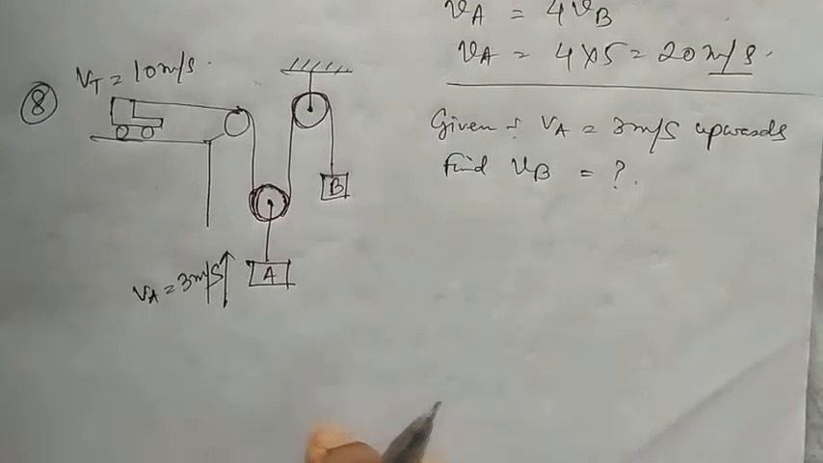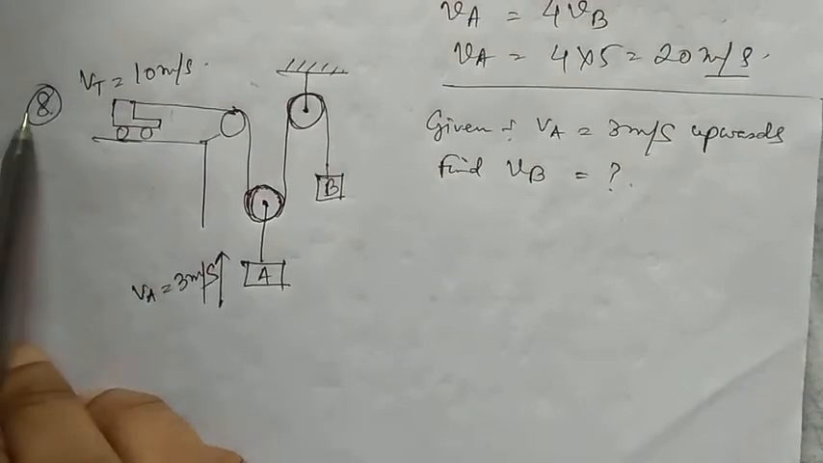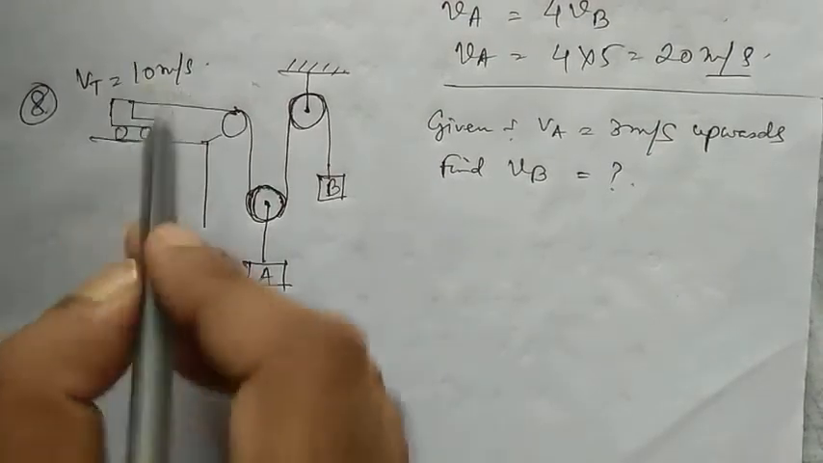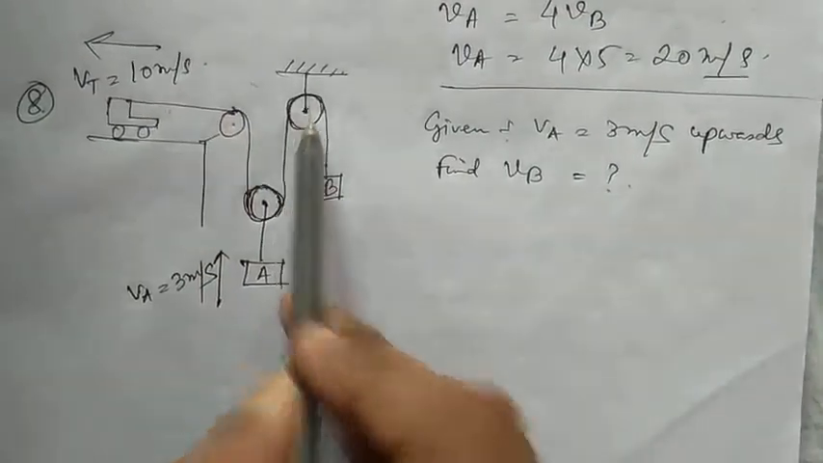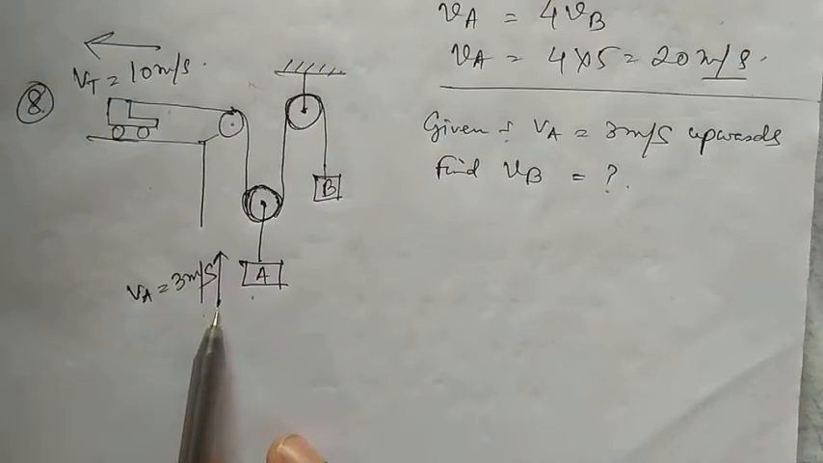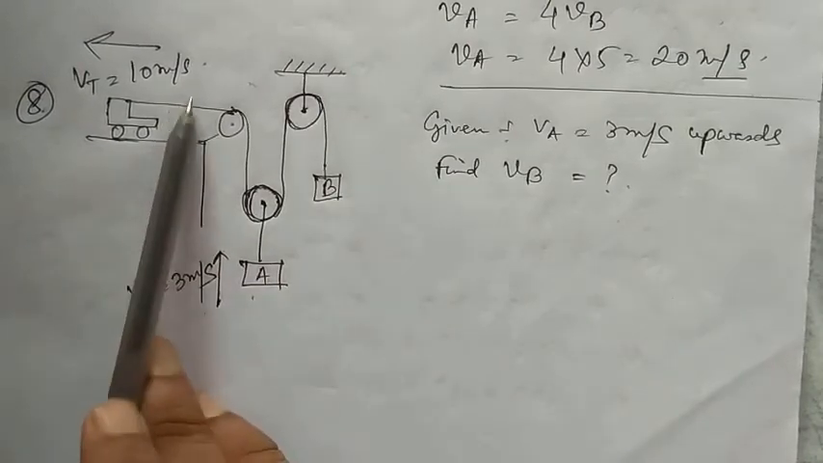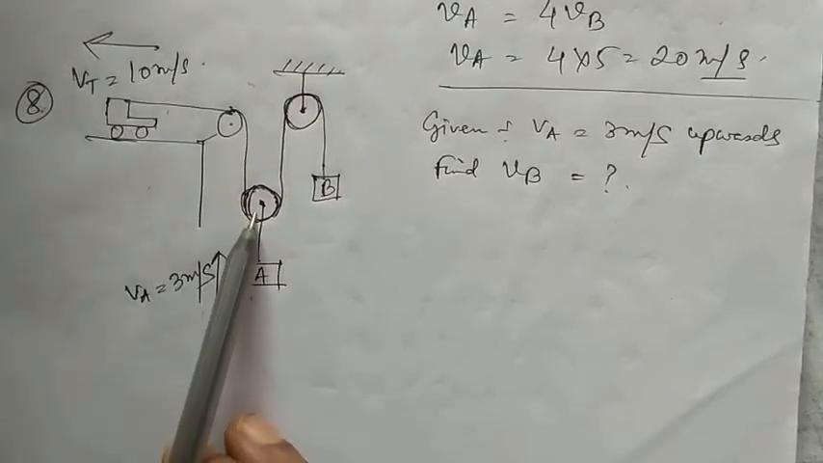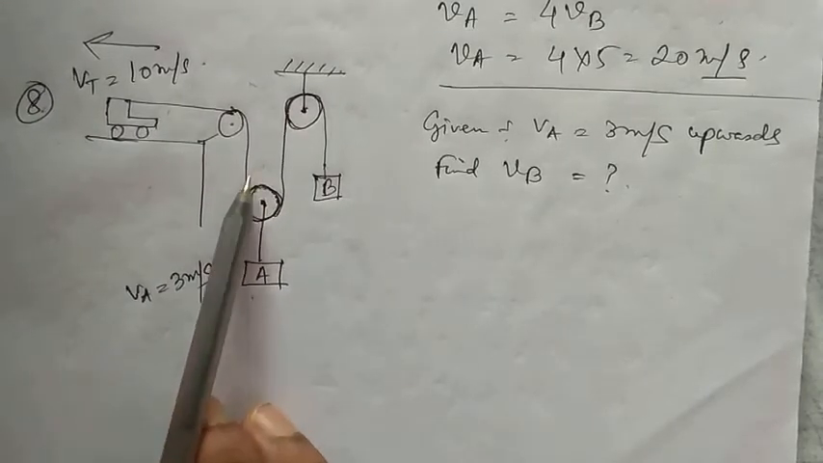Now problem number 8. This is a truck moving in the leftward direction with a velocity of 10 meters per second in this direction. This is a fixed pulley, this is a fixed pulley, this is one movable pulley in which A is attached. The velocity of A upwards is 3 meters per second. It will always be upwards, because if the truck moves in the leftward direction, this movable pulley will move up, so A will also move up.